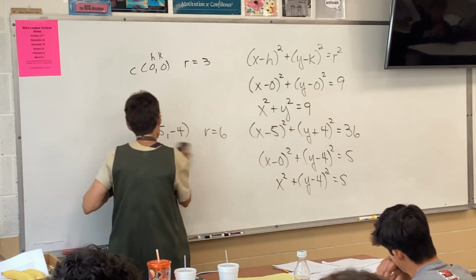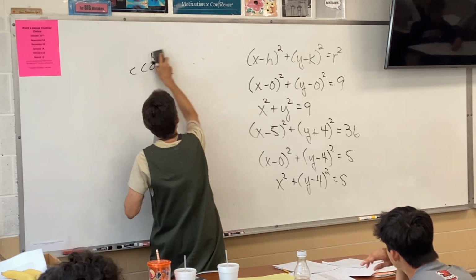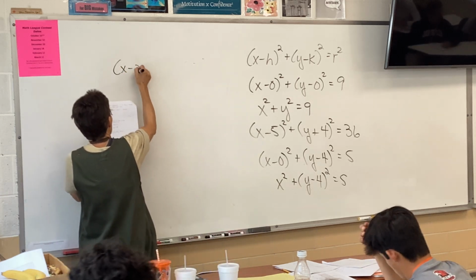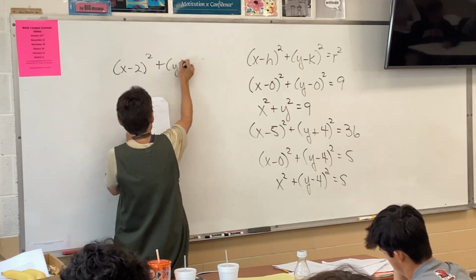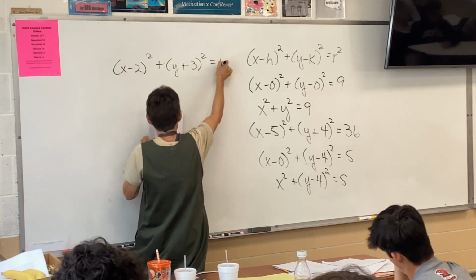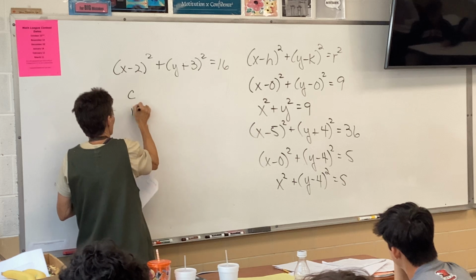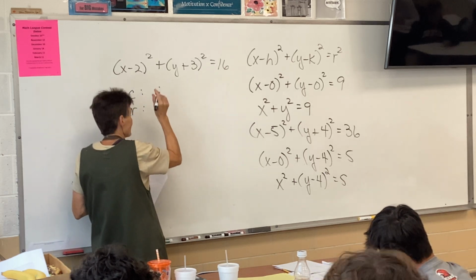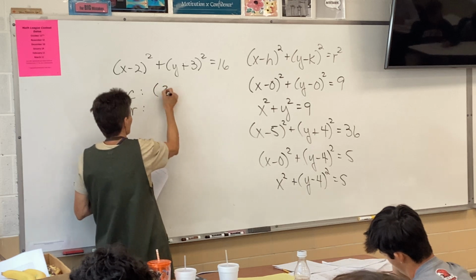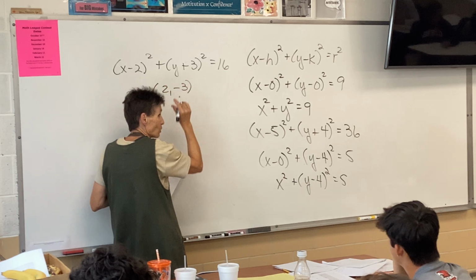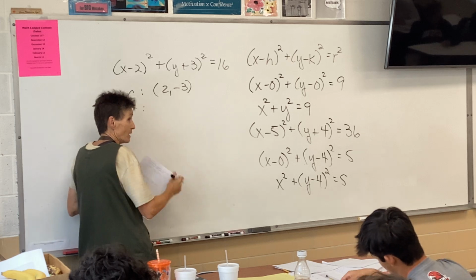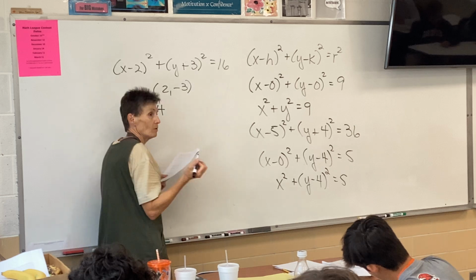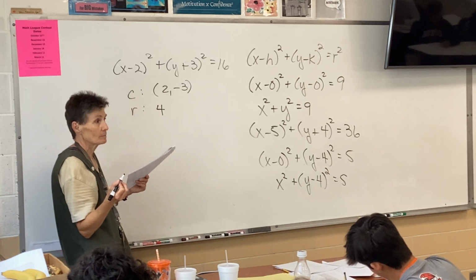So the equation, and you're going to tell me the center and the radius. So for this first one, can you do what we just did backwards and tell me what the center and the radius are? Center is 2, -3. Remember, it's always the opposite of what you see. And the radius is? 4. Beautiful.